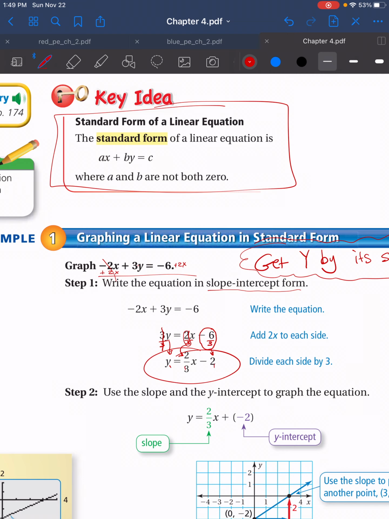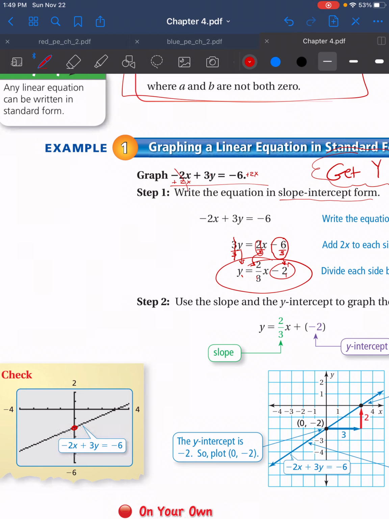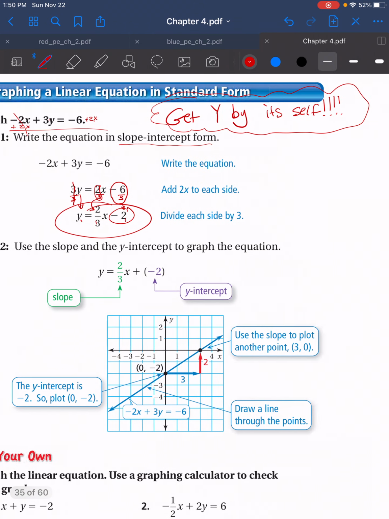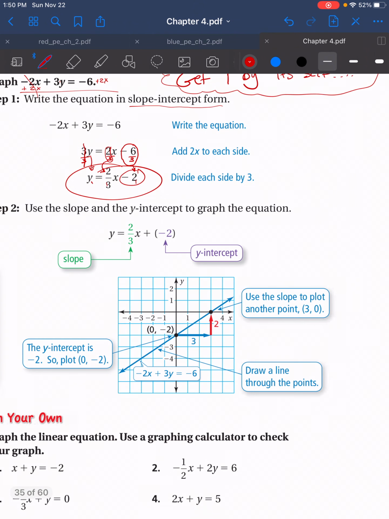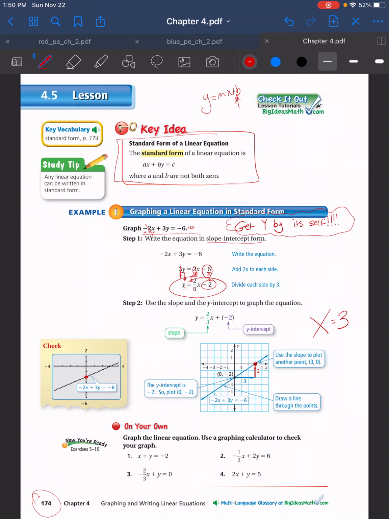That's all we wanted. Now can I easily graph that? Yes. Go to negative 2 on the y-axis. Go up 2/3, up 2/3, up 2/3. Okay? Super easy. Can you now tell me what the x-intercept is? The x-intercept is 1, 2, 3. All right. Basically what this chapter, all it wants you to do and all it wants you to learn is get y by itself. Let's do a couple of these on your own problems together in your notes.